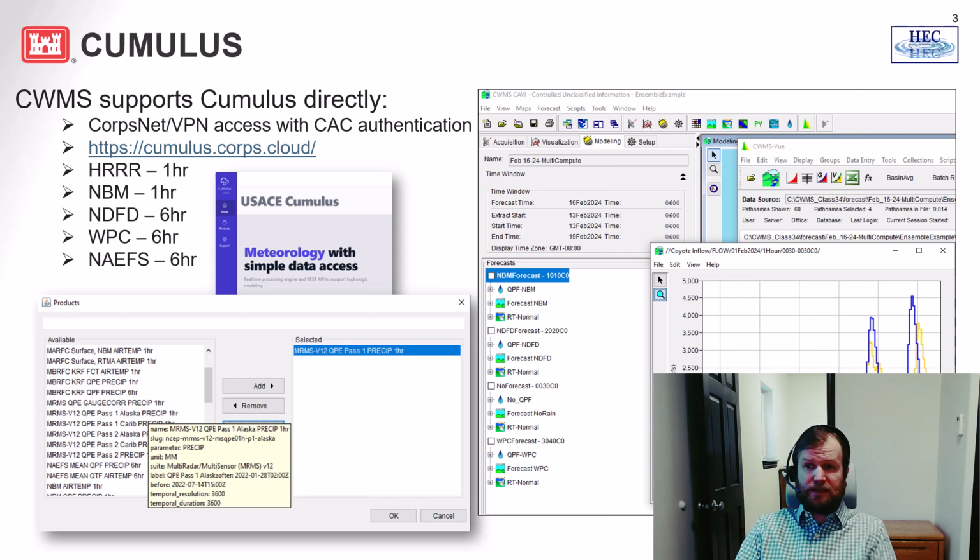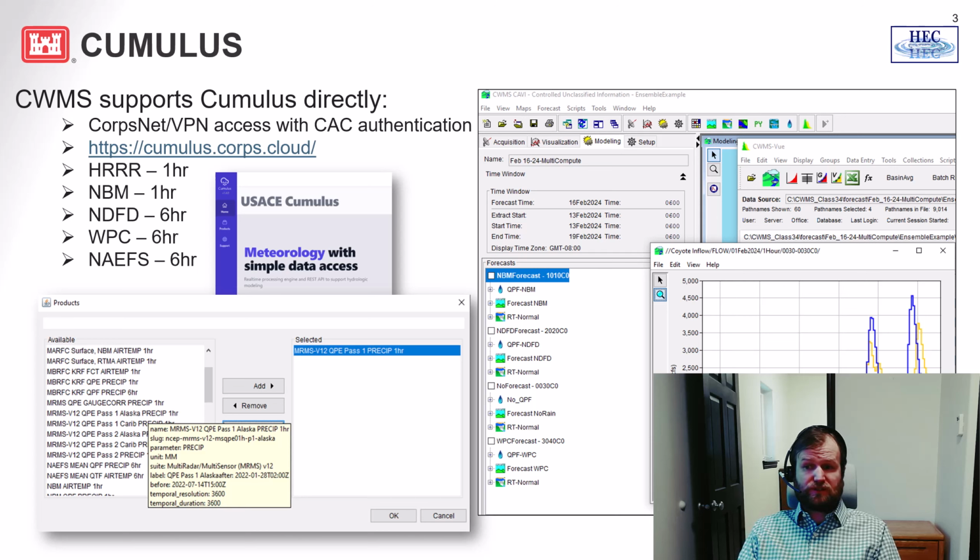So Cumulus is a real-time processing engine that provides hydrologic modelers with meteorological data. Through the CAVI extract groups within SWMS, water managers can customize downloads of observed and forecasted precipitation datasets. Cumulus can be used for other meteorological data such as air temperature and snow water equivalent gridded datasets. This resource is available to USACE users through CoreNet and CAC authentication.